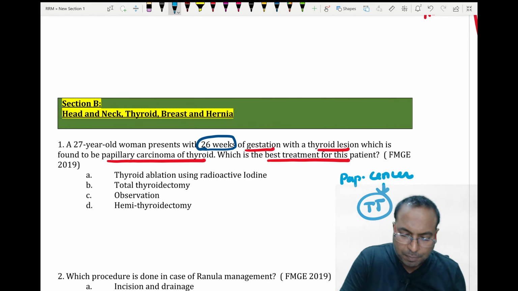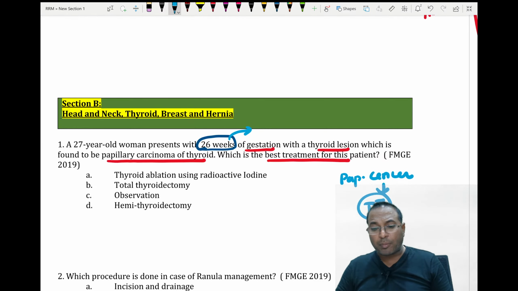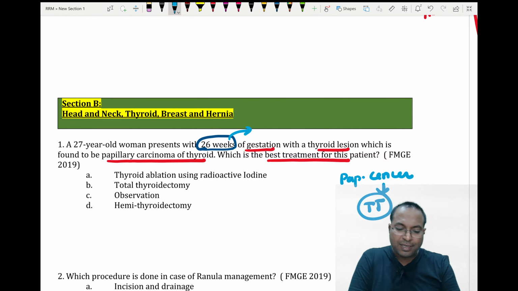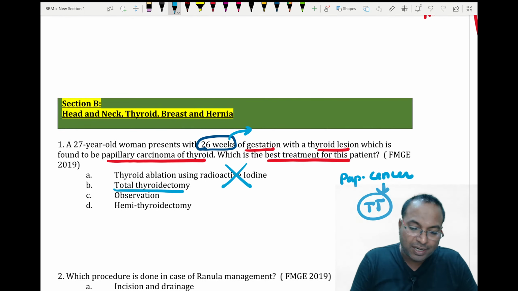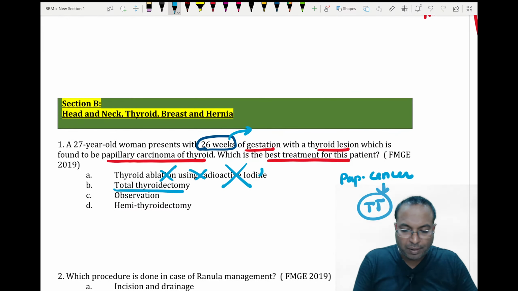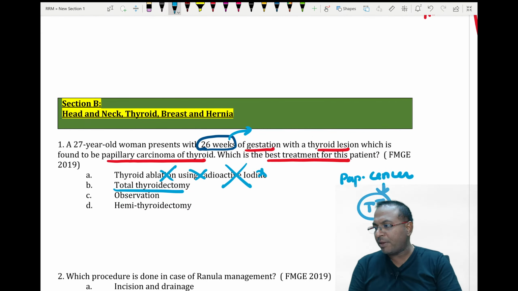Sir, she is pregnant. It doesn't mean we should not operate. We can operate during the second trimester. Total thyroidectomy can be done. So the answer here is total thyroidectomy. And radioablation should not be done in pregnancy is another clue. We will not do a radioiodine ablation. We will do only total thyroidectomy for this case.